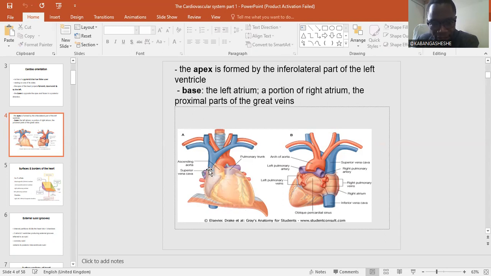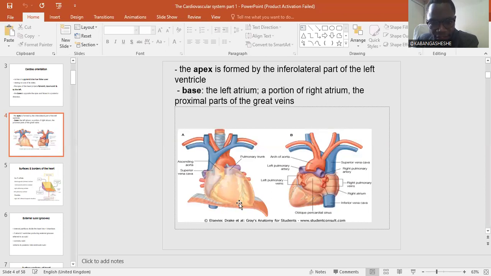Then there, where vessels are entering and leaving the heart, we call it the superior border of the heart. Then we have 2 lateral borders. So this is the right border. That will be the left border. That is 4 in total. Inferior, superior, left, right borders. Then we can now look at surfaces. There are also 4 surfaces.